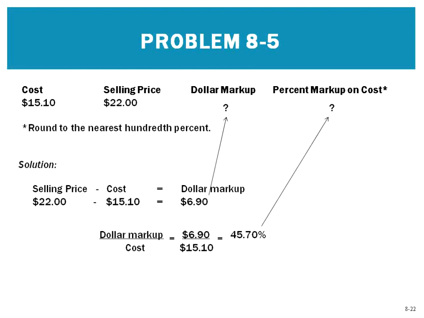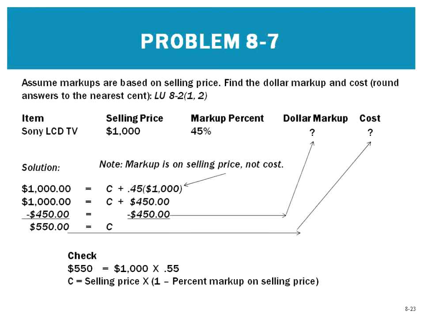So portion divided by base, which is equal to $6.90 divided by $15.10, which is equal to 0.4570, which is the decimal, and then you convert that to percent by moving the decimal 2 places to the right, because that's how you get from decimal to percent. And so it is 45.7% markup on cost.